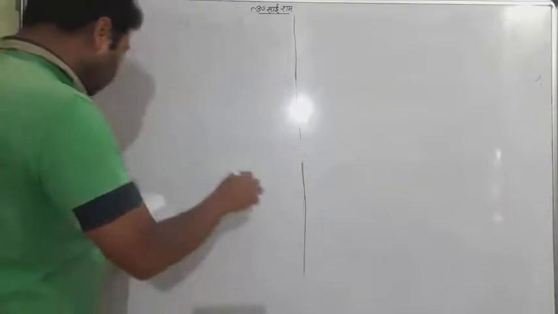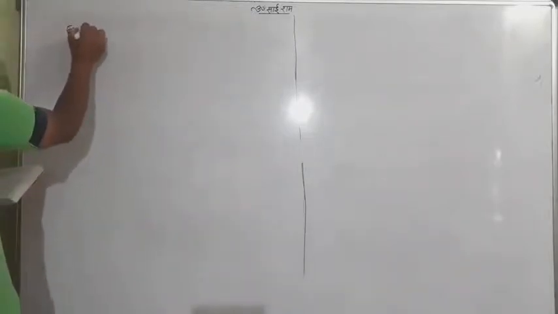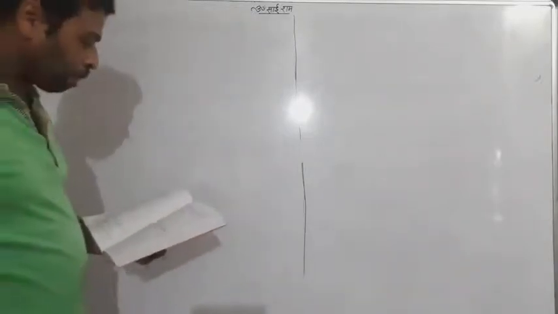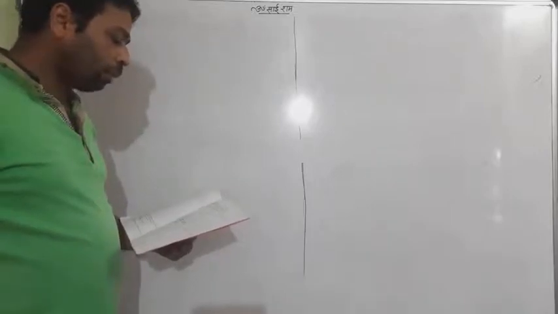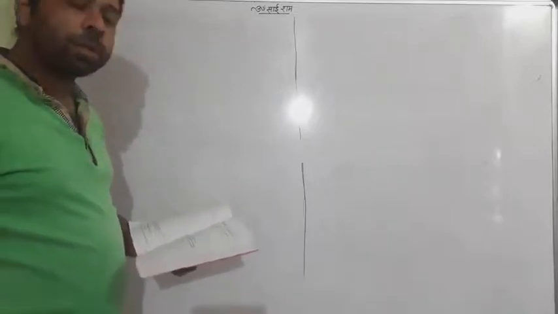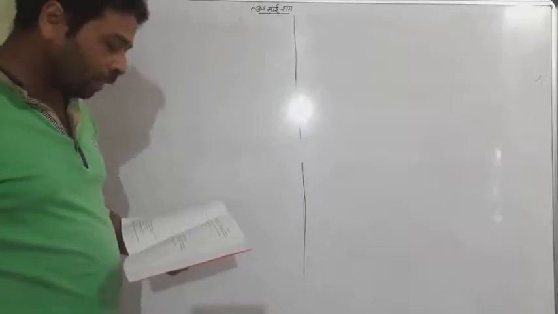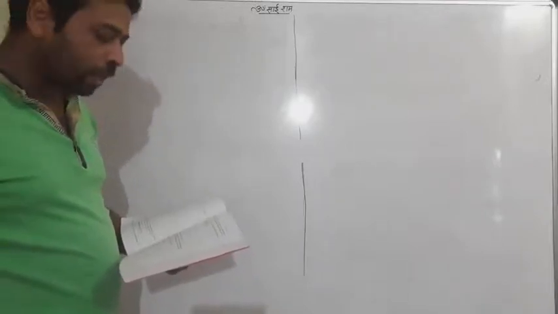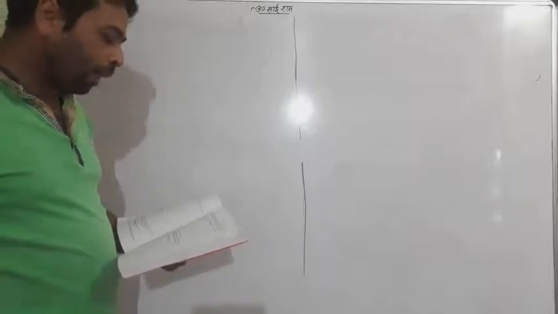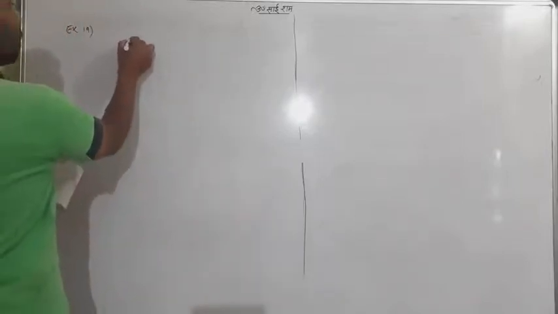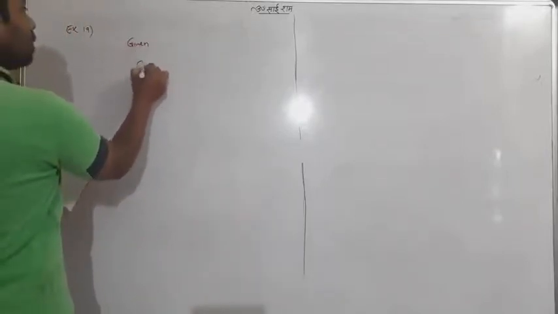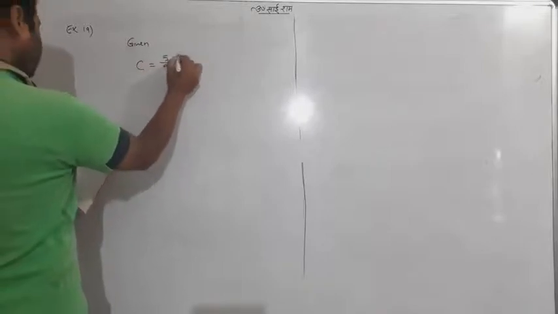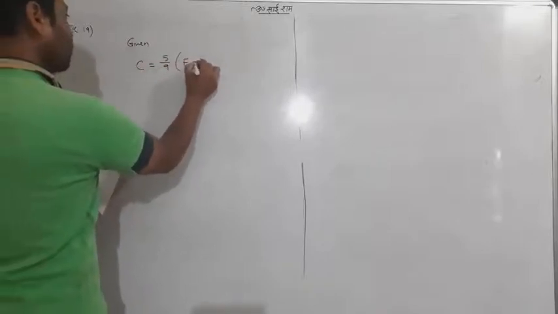Now I'll go on to example number 19. It's a word problem. Look at it. In an experiment, a solution of hydrochloric acid is to be kept between 30 and 35 degrees Celsius. What is the range of temperature in degrees Fahrenheit when the conversion formula is given? C is equal to 5 by 9 (F minus 32).